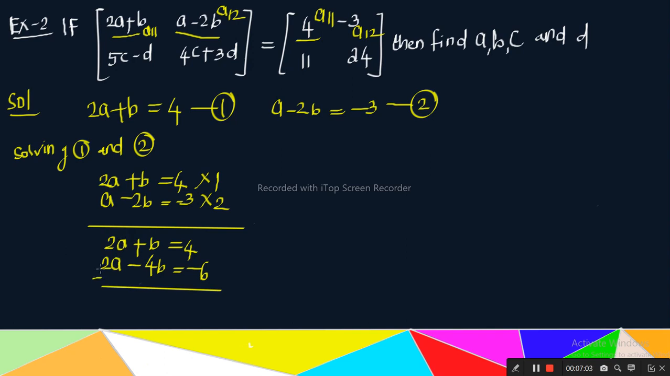Next, I need to change the signs of the 2a equation. This is positive, so it will become negative. This is negative, so it will become positive. This is negative, so it will become positive. Plus 2a minus 2a gets cancelled.